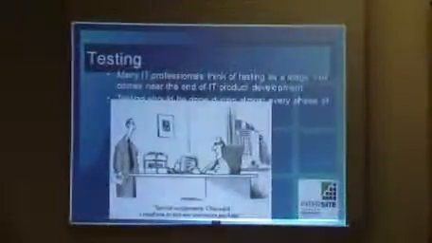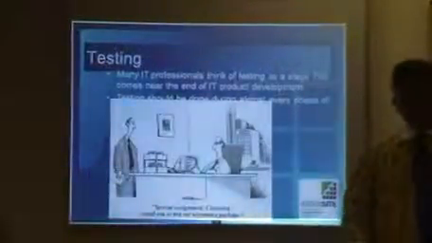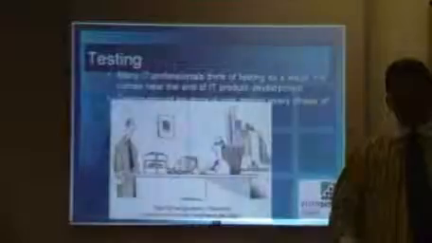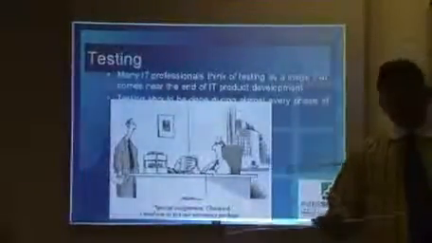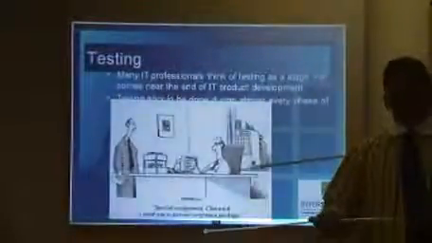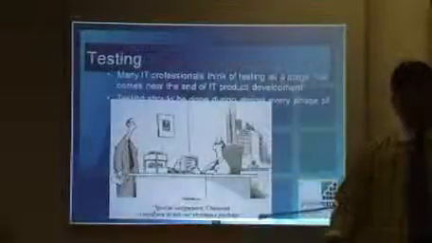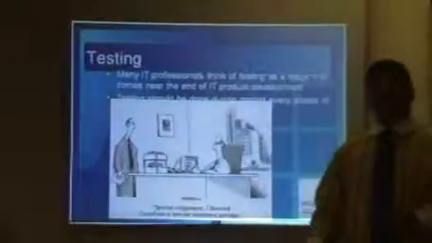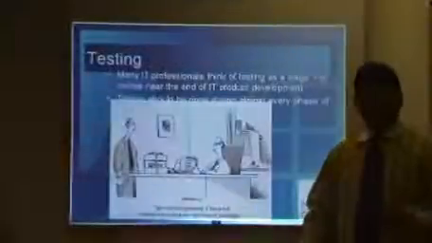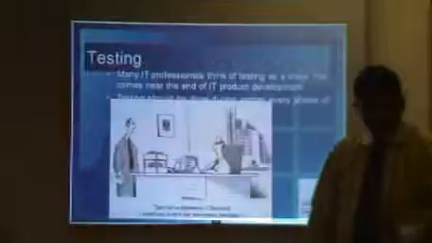Testing. Many IT professionals think of testing as a stage that comes near the end of IT product development. However, what we're basically saying from a quality control point of view, you have to think of quality assurance, meaning you will do testing across the life cycle of the project, across the life cycle of a product, in order to move towards total quality management. So testing is not done in isolation at the end of a project management process. It's done as you go along.